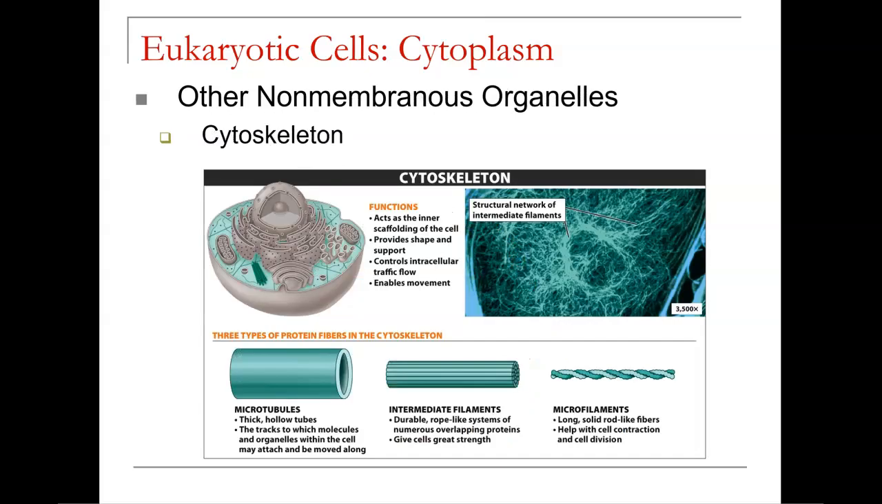So here you see the different types of tubules that you can have. You could have the thicker ones, which are going to be called the microtubules. They're thick, hollow. You could have intermediate filaments. These are going to be durable rope-like systems. They help to give cell strength. And then you can have the smallest ones, which are going to be your microfilaments, which are going to be long, solid rod-like fibers that help a cell contract and help in that cell division. And so those are going to be your different types of filaments that are going to make up the cytoskeleton.